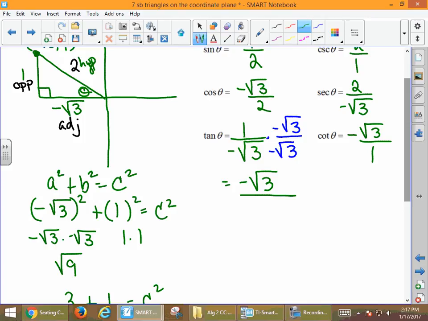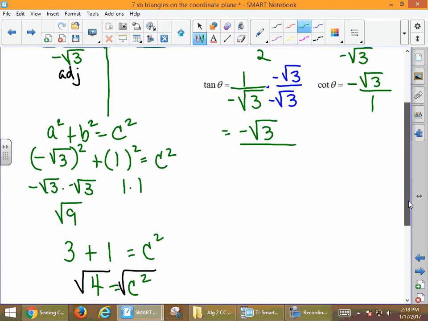And if you look closely here in the denominator, we already know what this is. It's negative the square root of 3 times negative the square root of 3. If we look back in our Pythagorean theorem, we had negative the square root of 3 times negative square root of 3. And when we simplified that, we ended up with the square root of 9, which is simply 3. So tangent of theta is really negative the square root of 3 over 3. We want to get rid of the radical in the denominator.